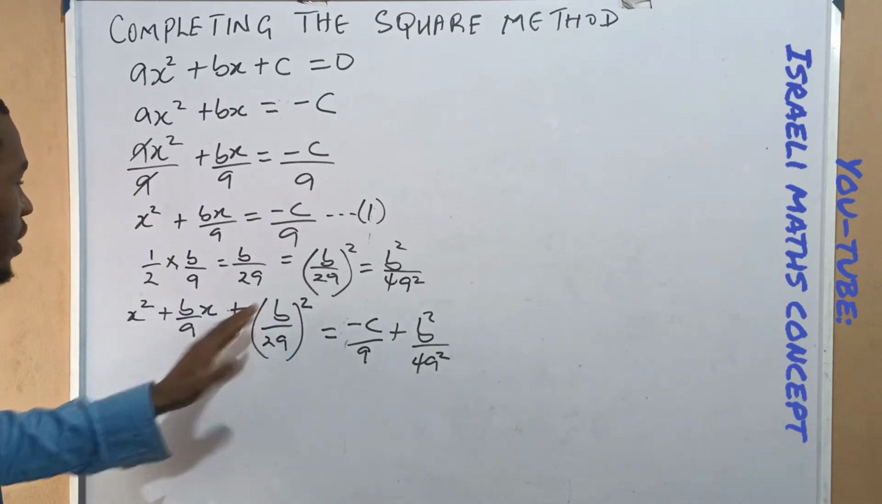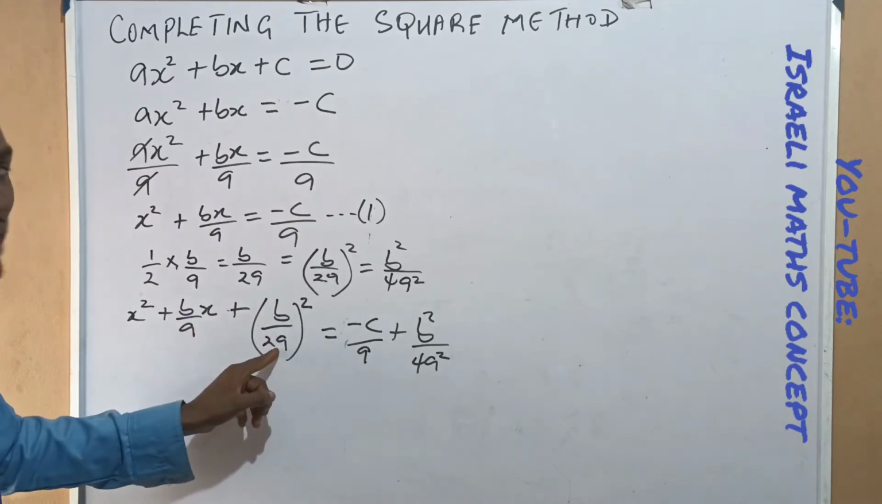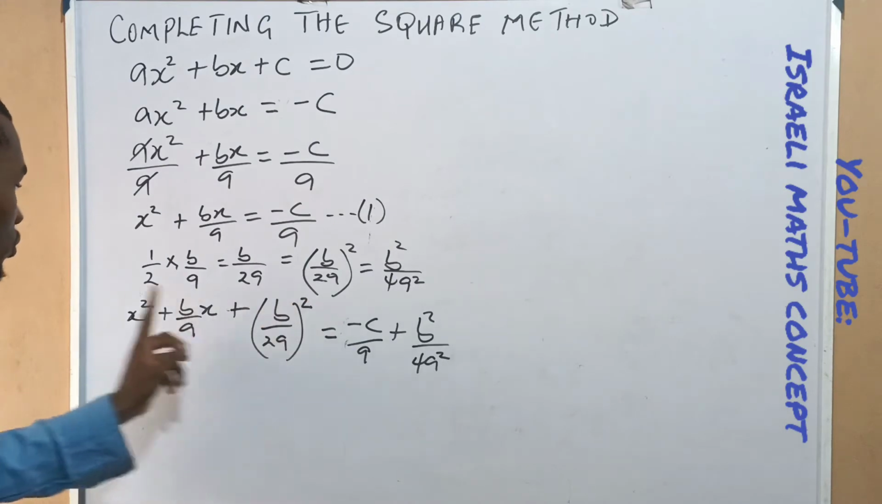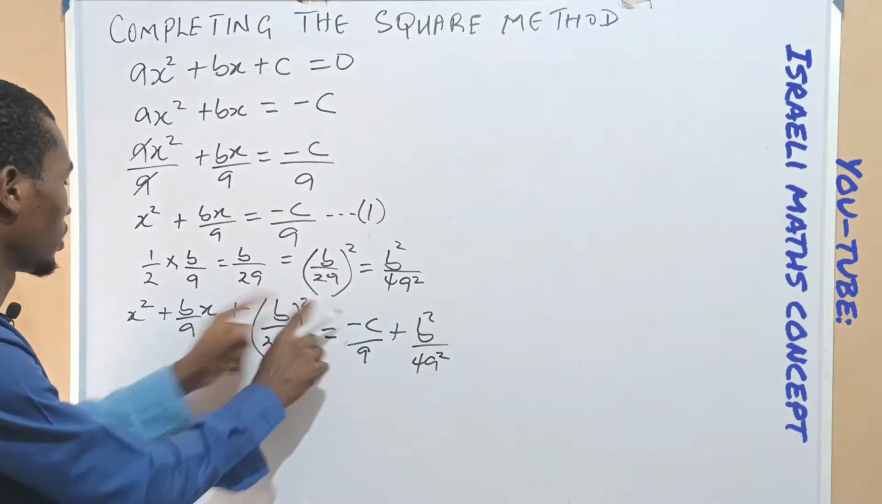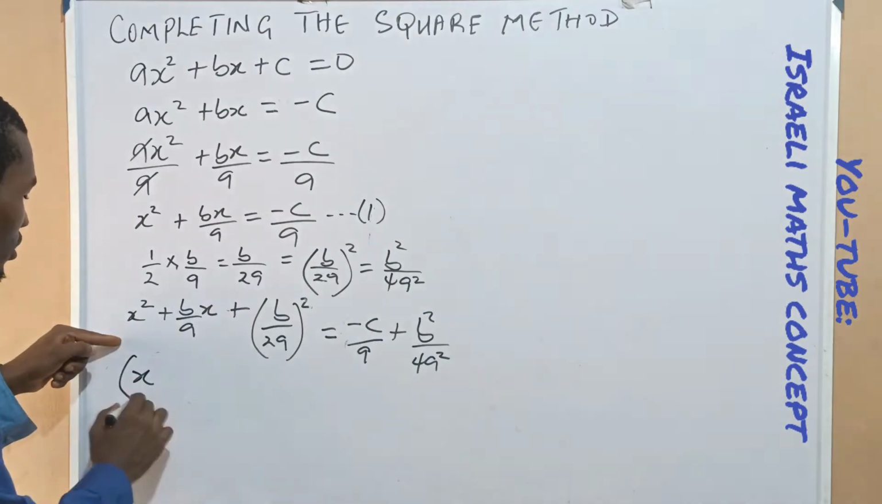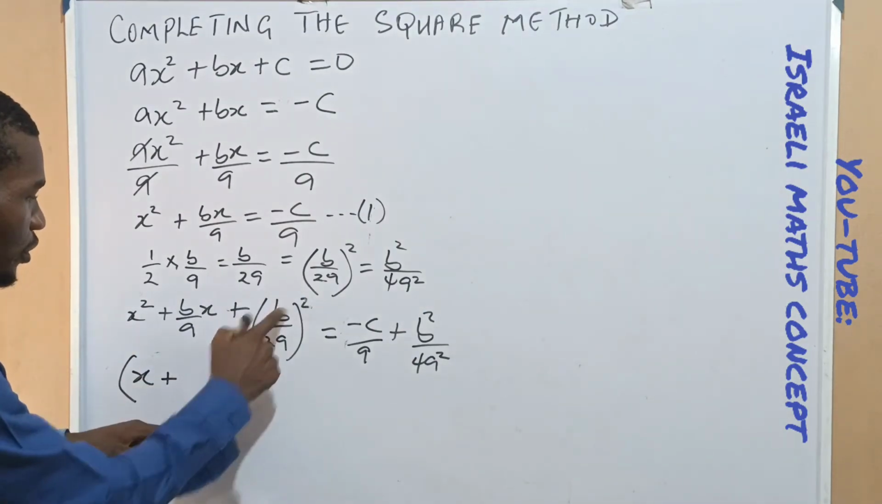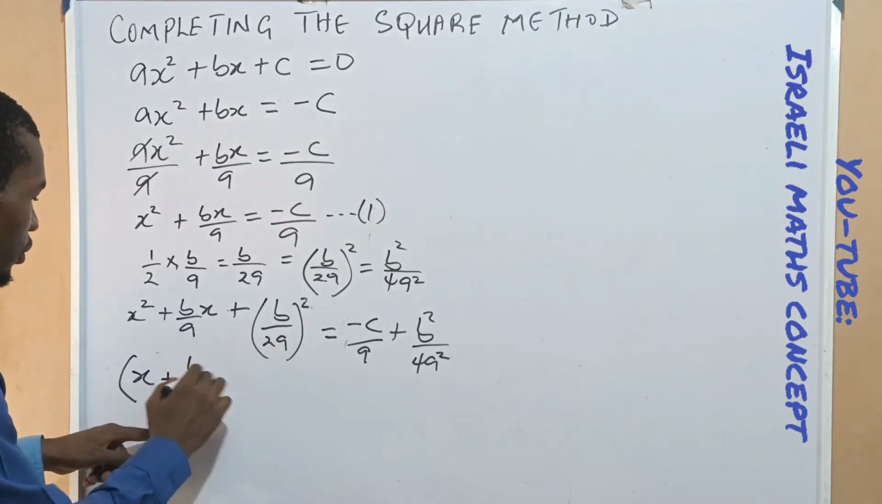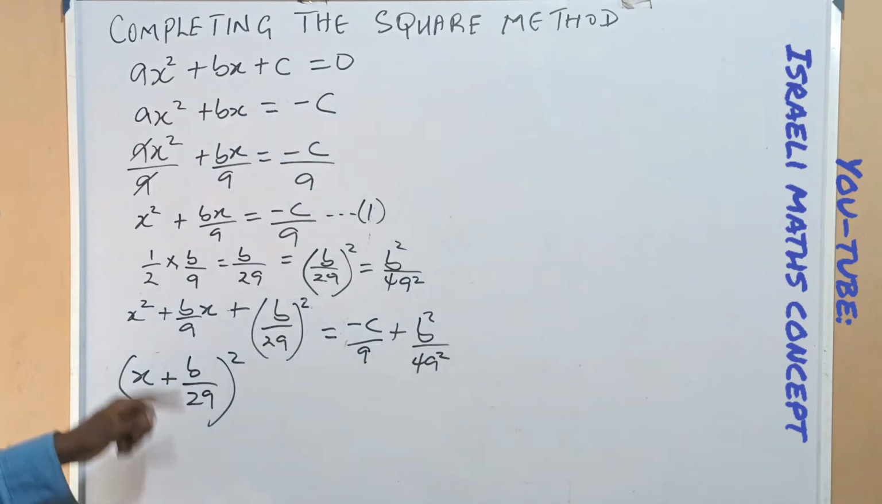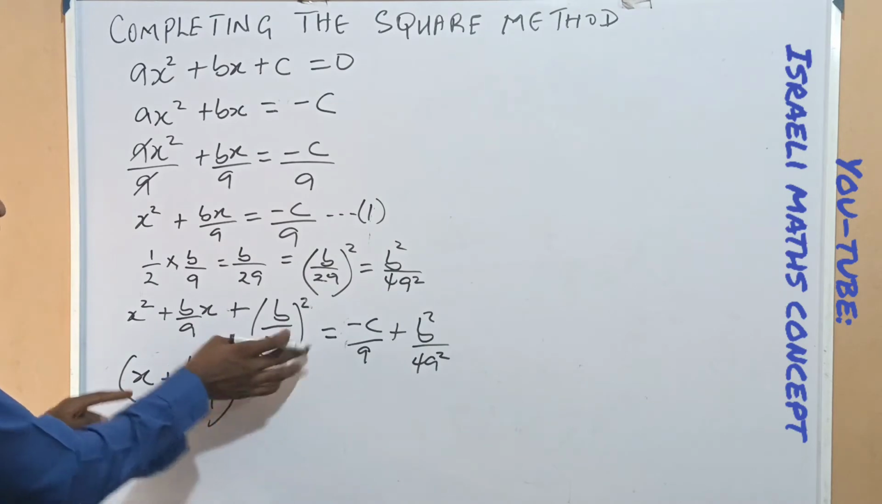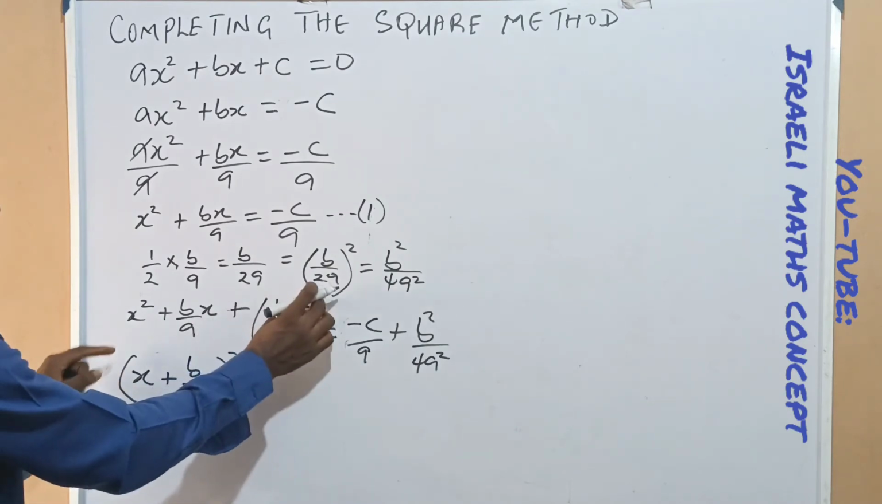So I also want to make it applicable to b over 2a having the same power of 2, such that I can combine their powers together. Then I have x plus b over 2a, b over 2a all squared. So I try to put b over 2a to this side of the equation so that I can add their powers together.